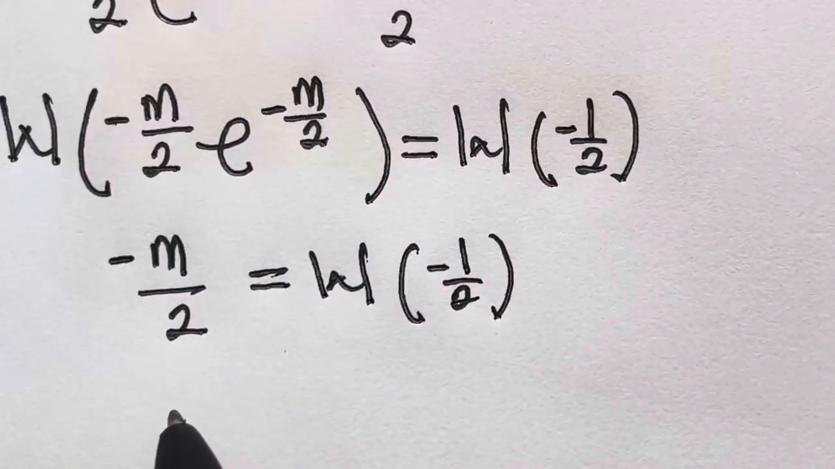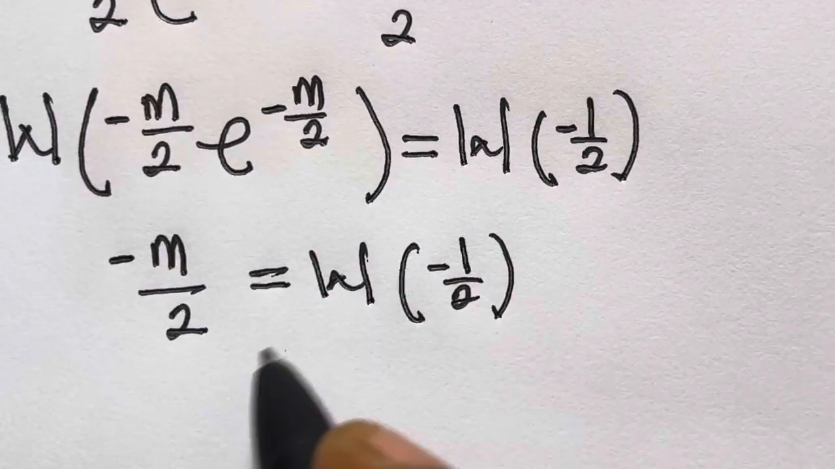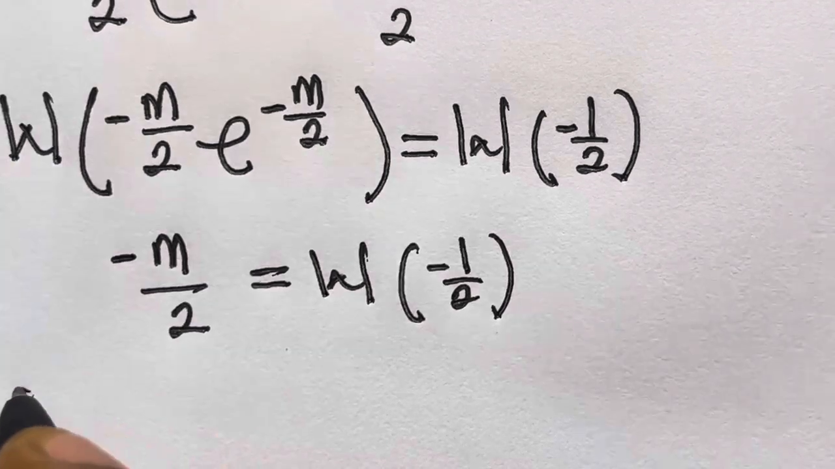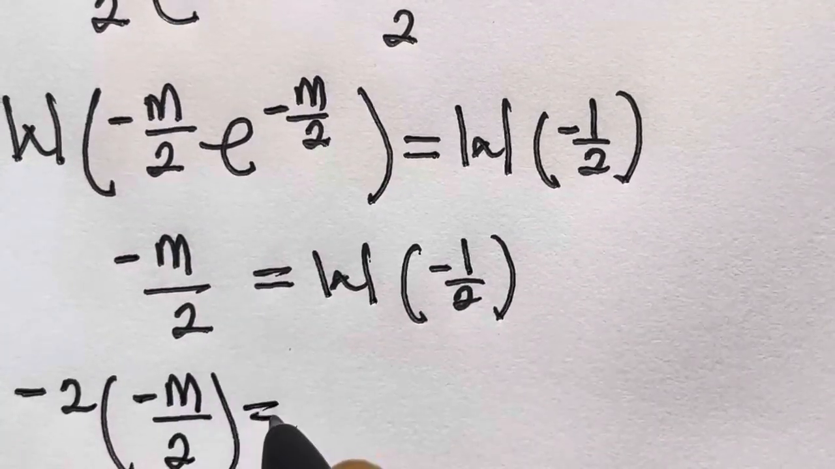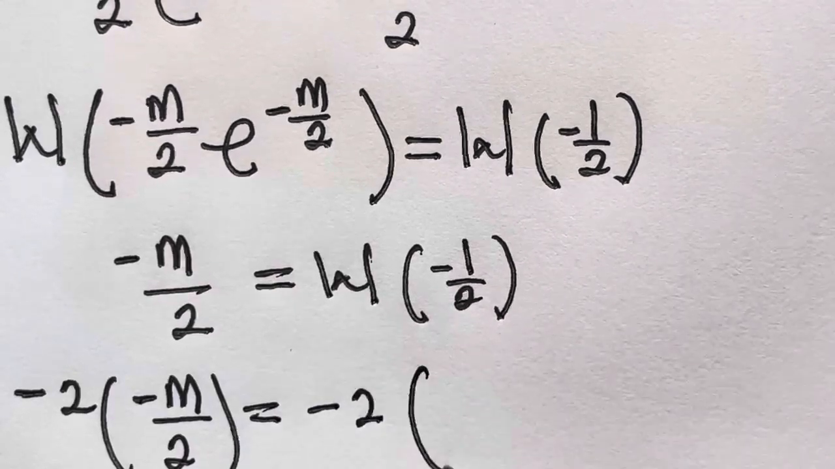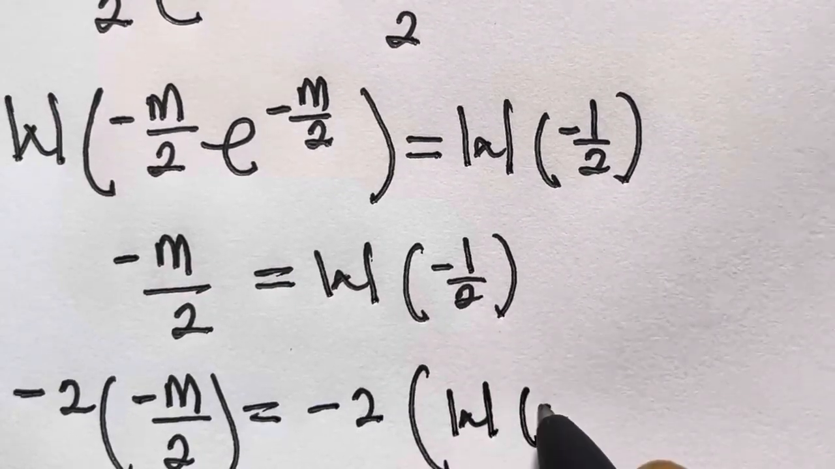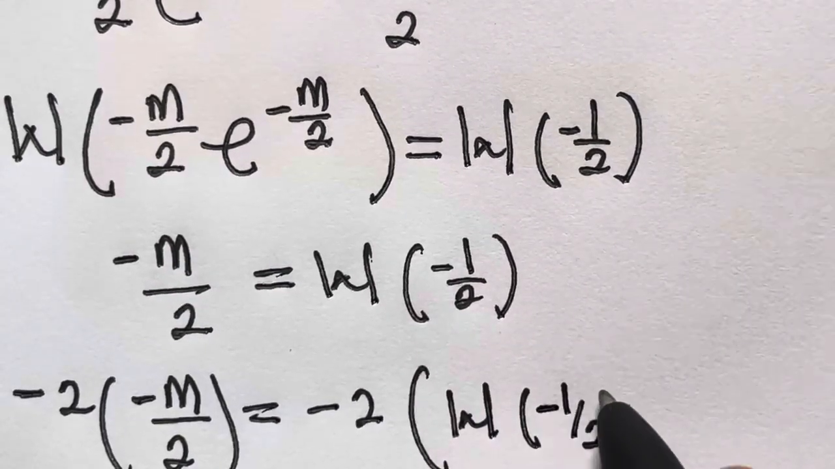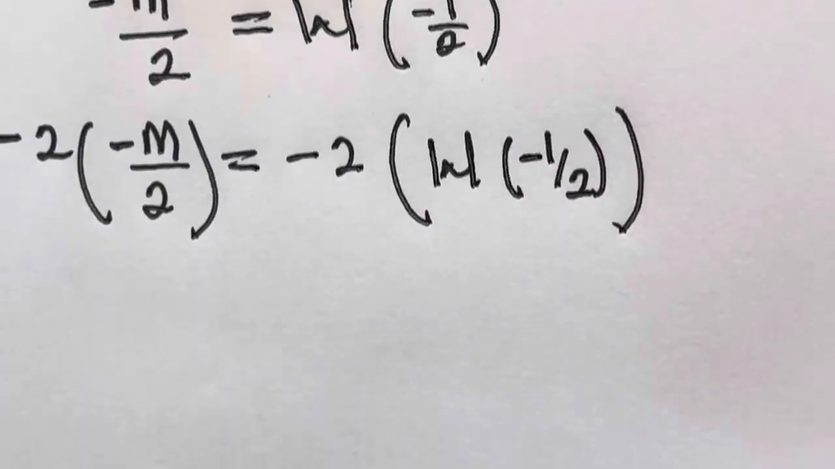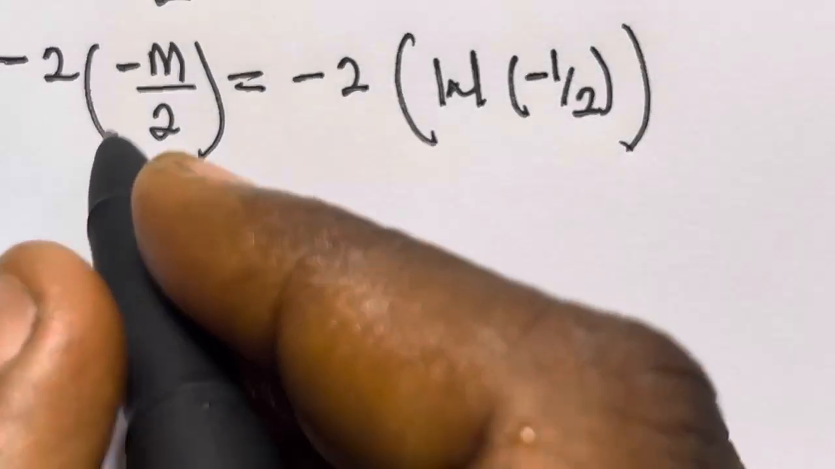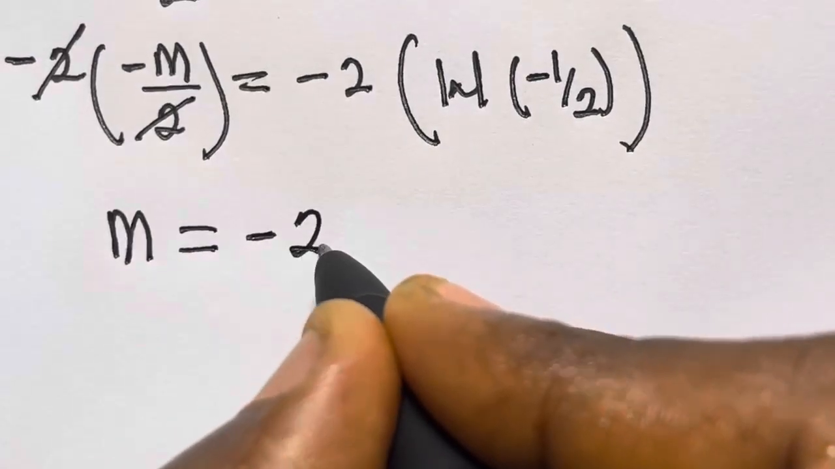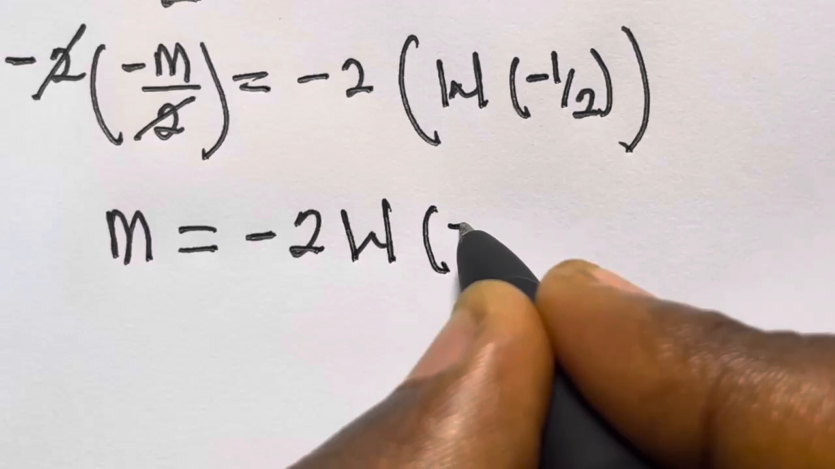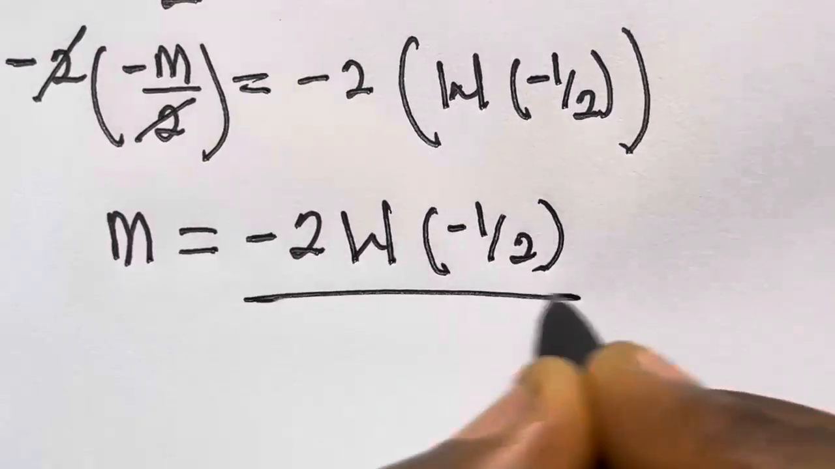So here, if we multiply both sides by minus 2, we are going to have minus 2 times minus m divided by 2 equals minus 2 times the Lambert function of minus 1 over 2. So this will cancel this. So we have minus 1 times minus m, we have m equals minus 2 times the Lambert function of minus 1 over 2. So this is our answer.